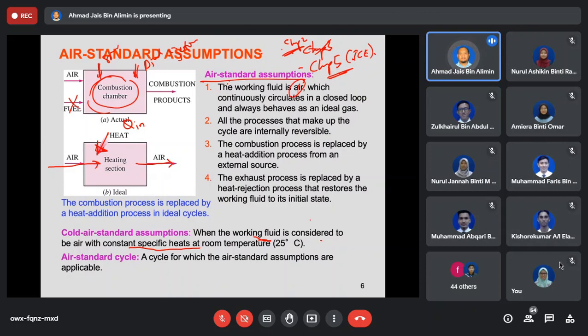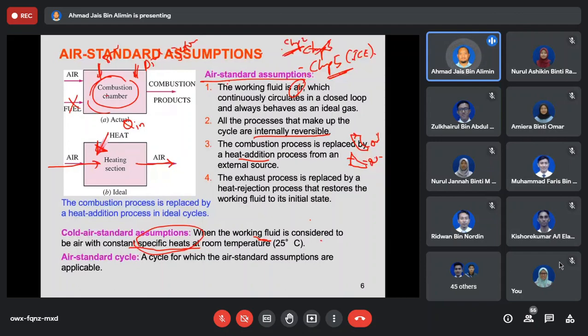Air standard assumption, the first one: everything is air, in a closed loop, and everything is internally reversible. The combustion process is replaced by a heat addition process. For the Otto cycle, you have the constant volume process, everything happening here, and for the diesel cycle, it happens at the constant pressure process. And lastly, the exhaust process is replaced by the heat rejection process, which is the Q out. Q out here, and you have the Q out there, at the bottom. And then you can refer to the value of Cp.